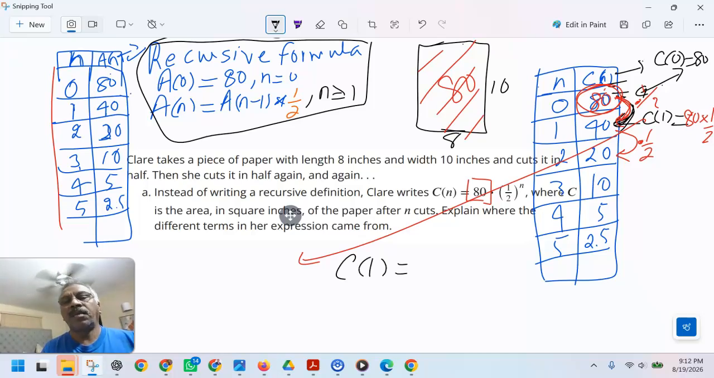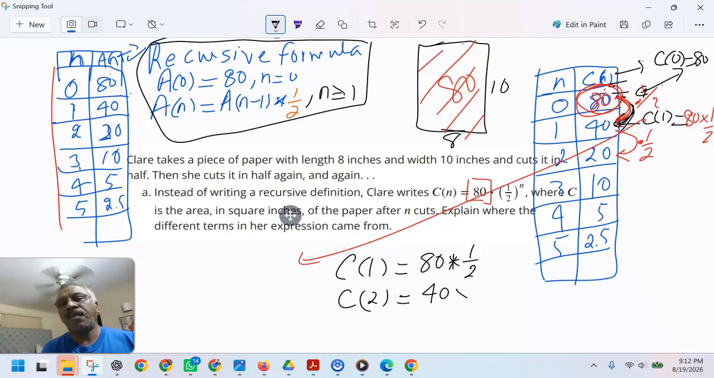C1 is 80 times one cut. See? Now C2, actually, it is 40, the previous one times half. Okay, so this was 40, but that 40 now you have to multiply by half. So this was from the previous step, 40, which was 80 times half, and then again one more half.